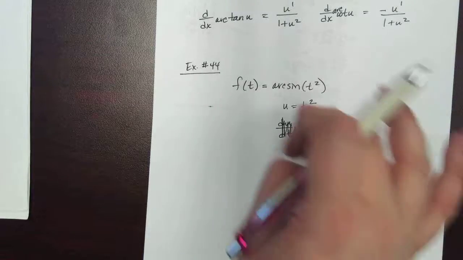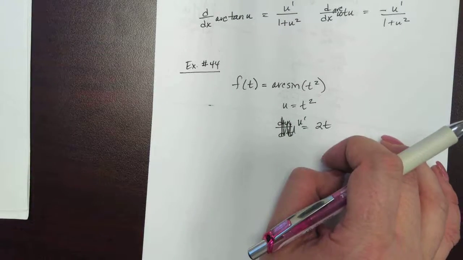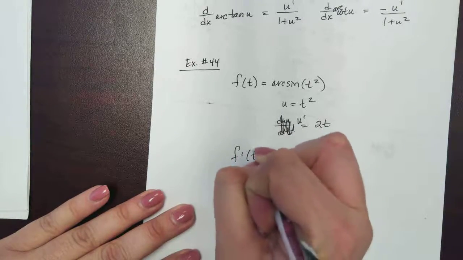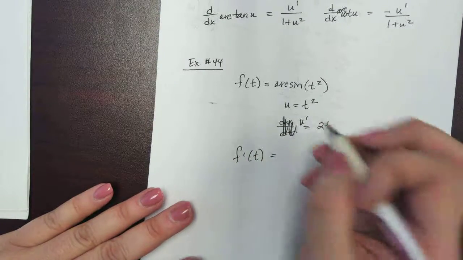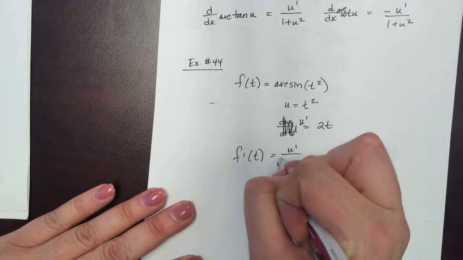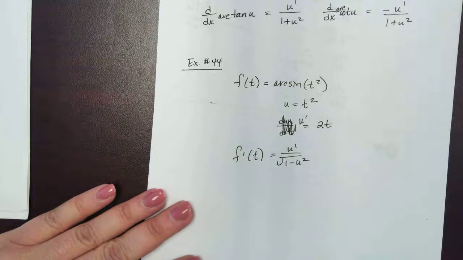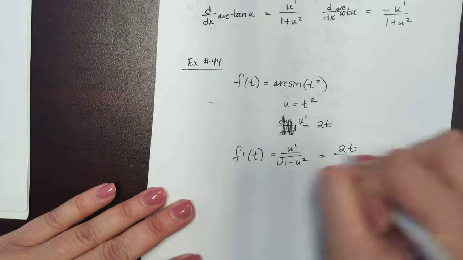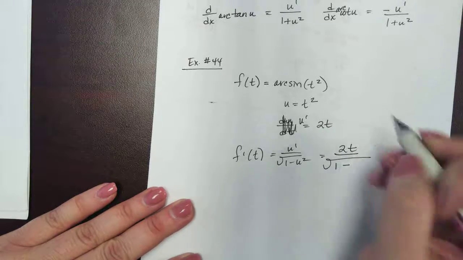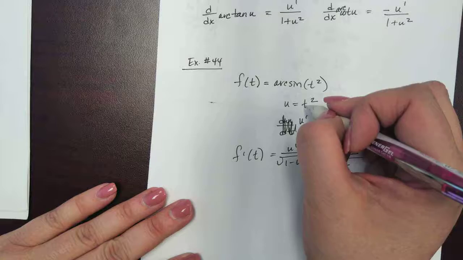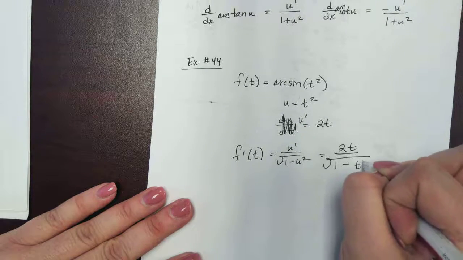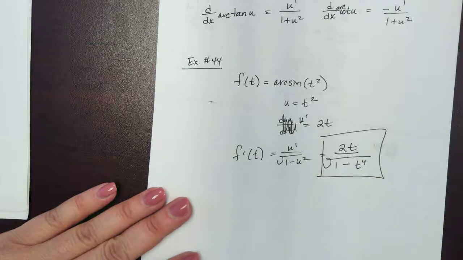I'm just going to lay this out at first to help us plug into our equation. So I know f prime of t is going to be equal to u prime all over square root of 1 minus u squared. My u prime, I just said, is 2t all over the square root of 1 minus u squared, which is t to the 4th. Does that make sense? So this is my final answer.